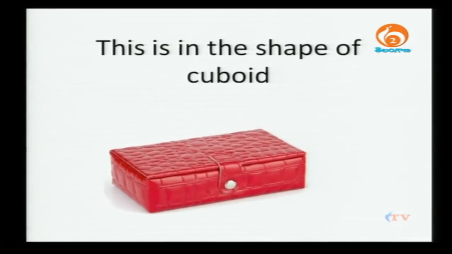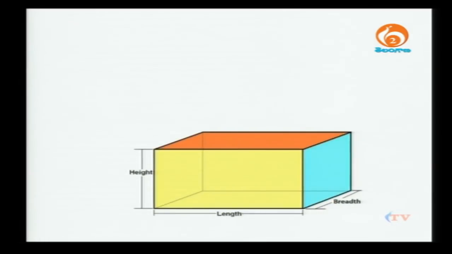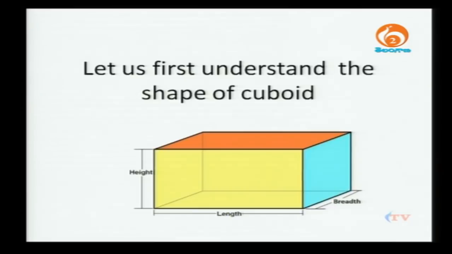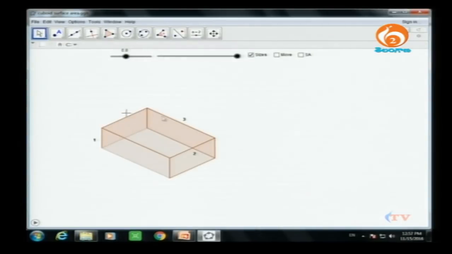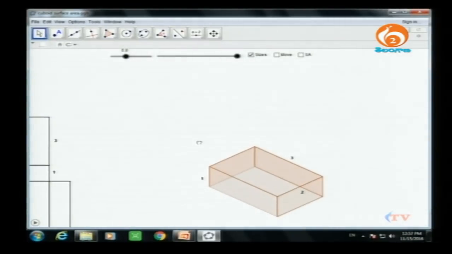This is in the shape of a cuboid, right. This is in the shape of a cuboid, which has length, breadth and height. I think you have seen many examples for this cuboid. Let us first understand the shape of this cuboid. Okay. Let us understand it by an animation. The animation is ready and this is a cuboid you are looking.